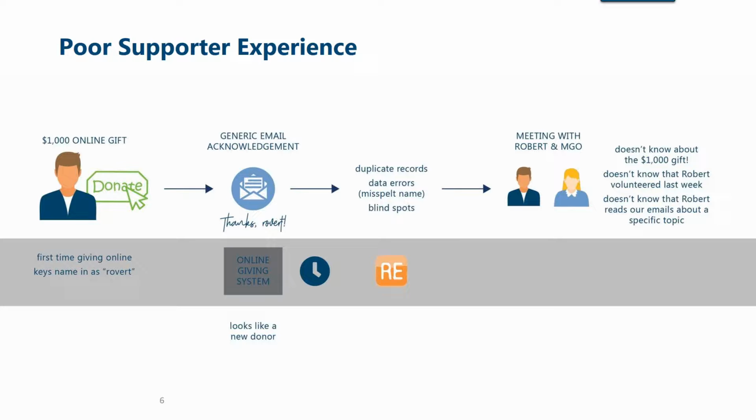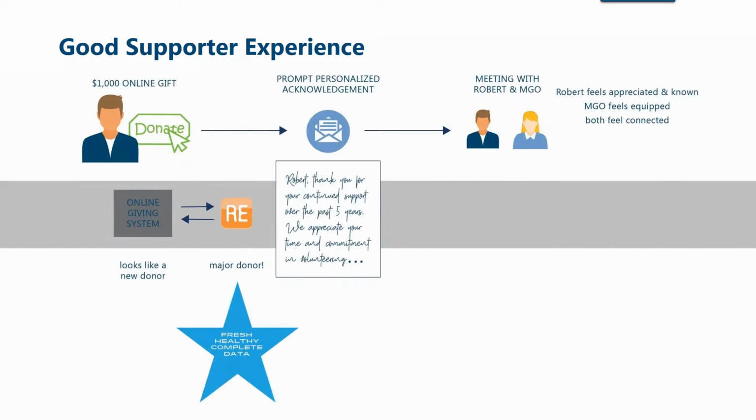Data accuracy matters. Blackbaud found that misspellings of a donor's name resulted in a 10% decrease in retention and a 12% decrease in giving. On the flip side, a great supporter experience is where we can capture a data error like Rovert versus Robert and can continue to understand that this is the same person.